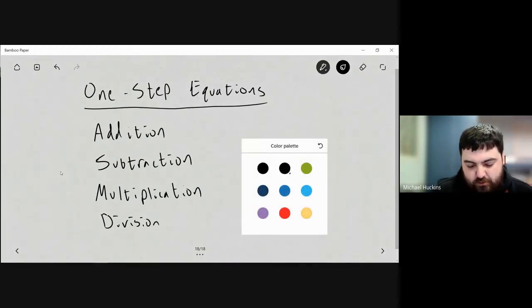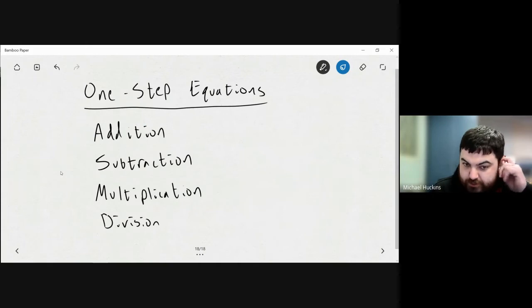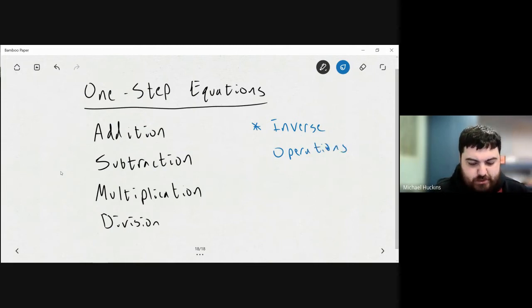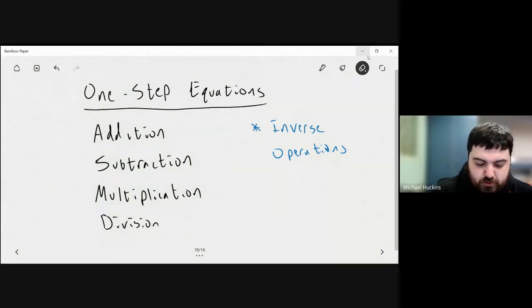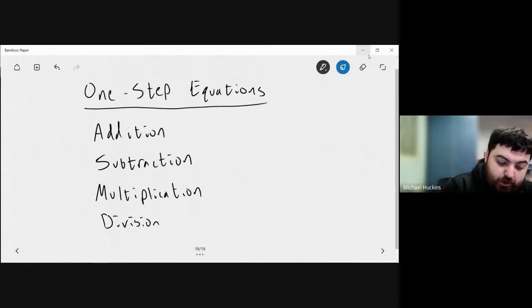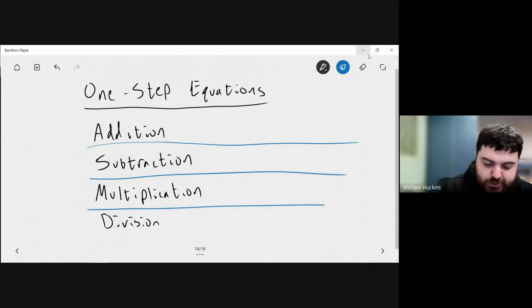The important thing to remember here is that we not only need to know how to use each of these operations, but we need to be able to identify what their inverse operation would be. So we need to know inverse operations. This is going to be the key part about solving these equations. So real quick, it'd be easier to show the inverse operation for each one before we actually get into any equations here.